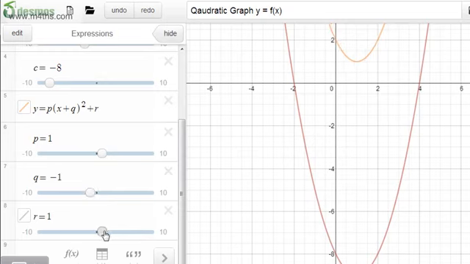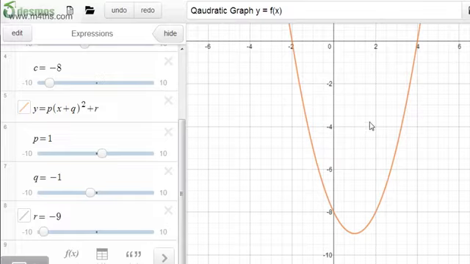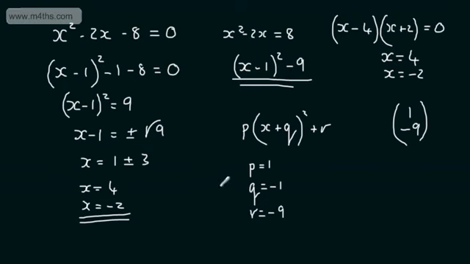Then we need to do minus 9. Let's put minus 9 on there. And we can see now that that is on top of the other graph. They're exactly the same thing. So in completed square form, we could write this now instead of the expression x squared minus 2x minus 8 as x minus 1 all squared minus 9.